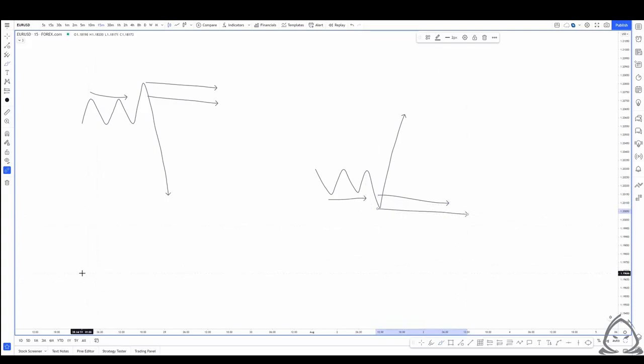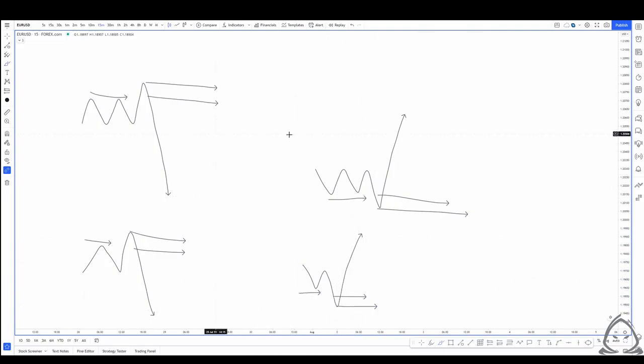We can also have a similar situation where we have a swing high, a sweep of that swing high, and then a rapid move to the downside. And then on the flip side, a swing low, a sweep of that swing low, and then a move to the upside, forming a demand zone. Now, of course, in many of these cases, we're also going to get a break of structure, but not always are we going to get a break of structure.